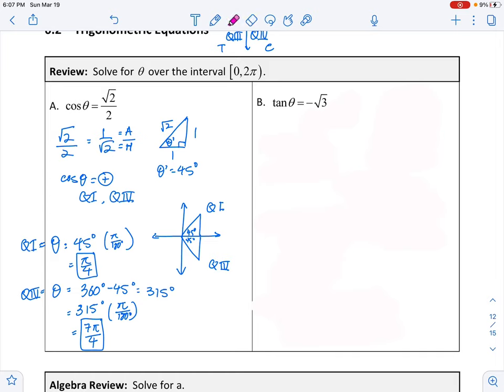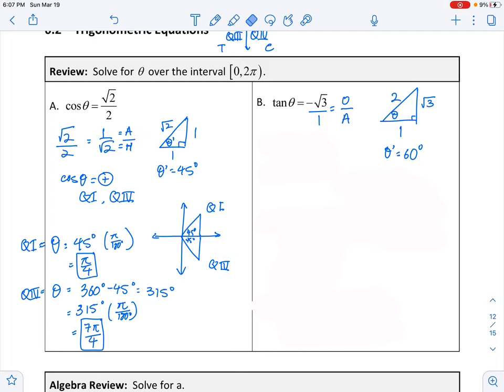Doing the same thing with tangent, I can see that I have negative root 2. So I'm going to change into a fraction so I can see what ratio I have. And the ratio is going to look like root 3 over 1, opposite over adjacent for tangent. So I'm going to draw a triangle, opposite and adjacent, and my reference angle for this is going to be 60 degrees.